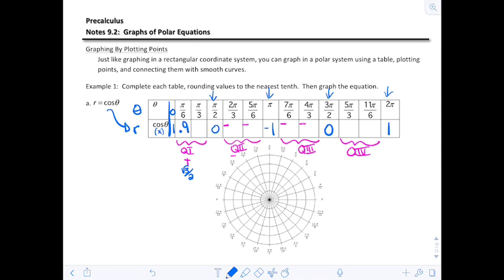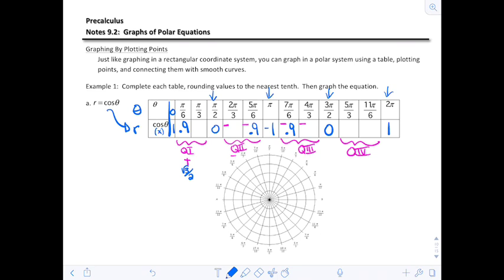Now, think about going into the second quadrant with a reference angle of pi over 6, or 30 degrees. Well, that's going to be at 5 pi over 6. So again, even though I'm in the second quadrant, it's still going to be 0.9, but it's going to be negative. The next one, in the third quadrant, a reference angle of 30 degrees, or pi over 6, would be 7 pi over 6. And still negative, so that's going to be negative 0.9 as well.